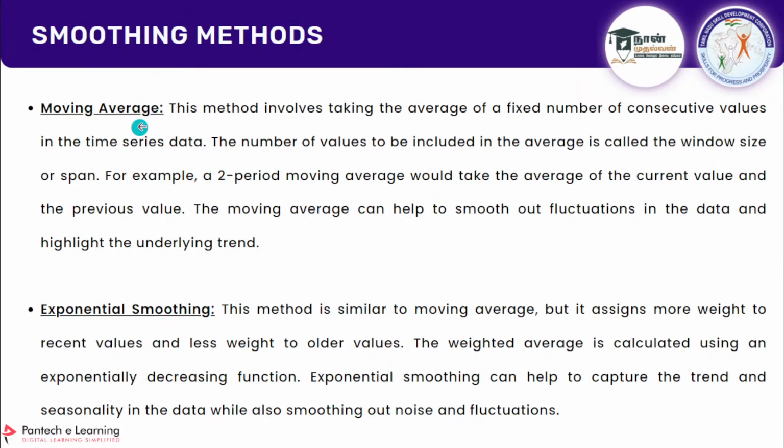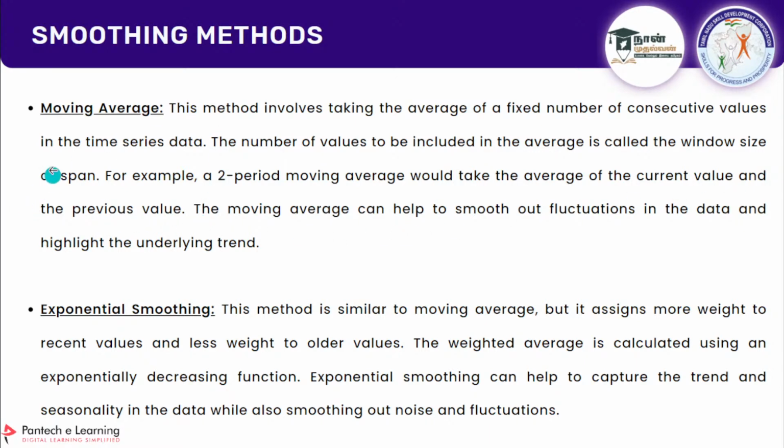The moving average is, as the name itself suggests, a moving average. Every time it is going to move and take some average. So what is it doing? This method involves taking the average of a fixed number of consecutive values in the time data. The number of values to be included in the average is called the window size. You want to mention a window size. For example, if the window size is 2, a 2-period moving average would take the average of the current value and the previous value.